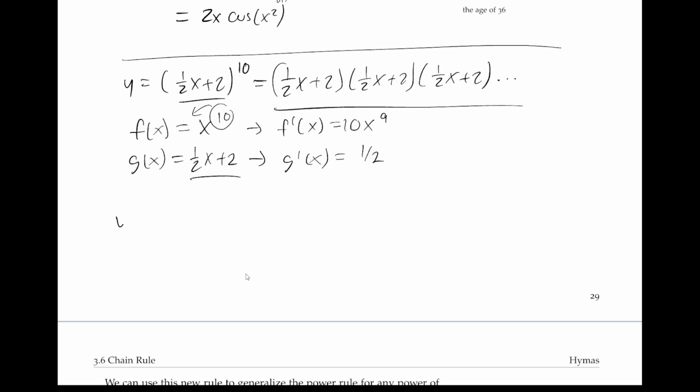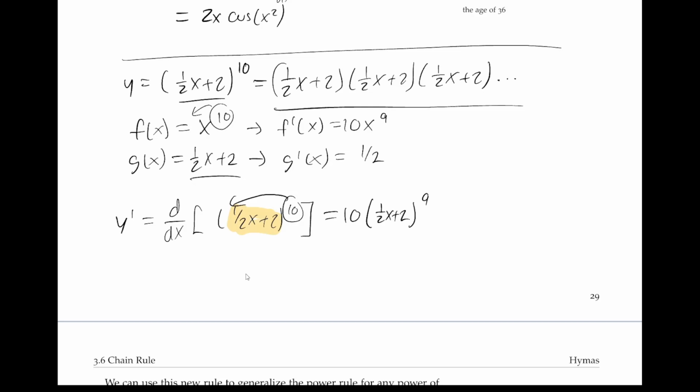So putting this all together, if I want to find y prime, when I take this derivative of 1/2 x plus 2 to the 10, I take that outside derivative just like I did above. And so I'm going to get 10 times something to the 9th power. And that something stays the same from the original problem. Right here, I have 1/2 x plus 2. So on my result, I'll have 1/2 x plus 2. Don't change the inside at all. Then I need to multiply by my adjustment term. That adjustment term is the derivative of that inside.